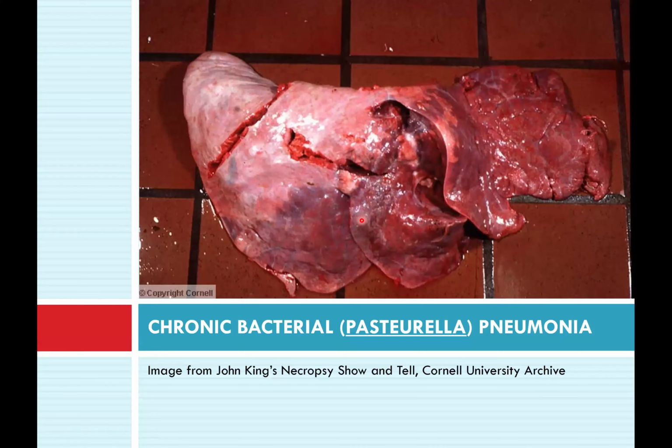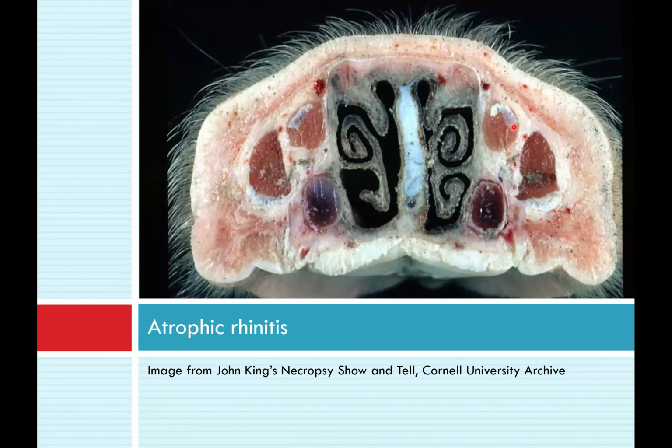So here are some examples of the lesions associated with Pasteurella multocida. This is swine, and this can cause chronic bacterial pneumonia or fibrinous pneumonia. You will notice that both the cranial and caudal lobes are affected by this bacteria. So usually, even the deeper parts of the lung are affected. It's not just the upper respiratory tract.